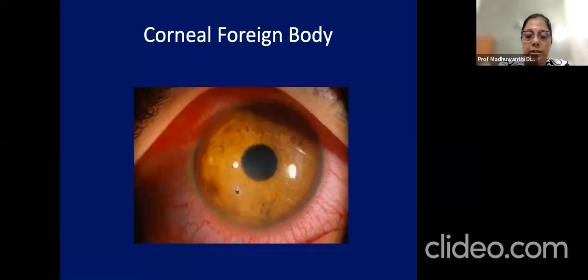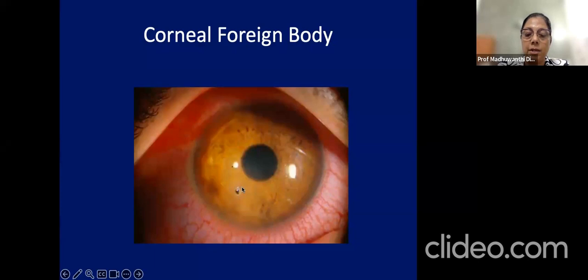Very good. Yes. Because corneal foreign bodies have to be removed. Otherwise, the patient gets pain and irritation. And if you leave it there, it can get infected. But if you try to remove it without proper equipment and without the slit lamp, it can actually cause more damage.